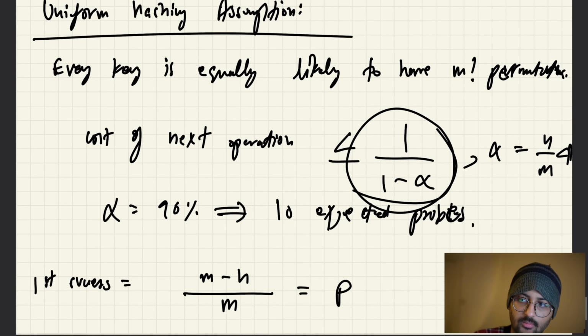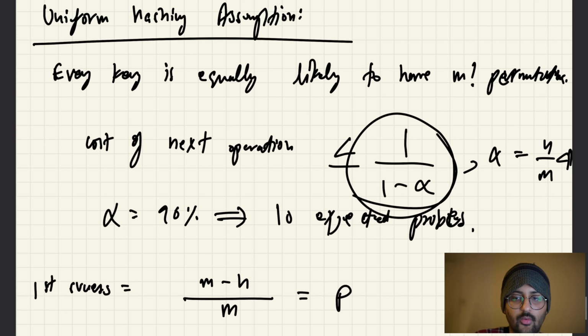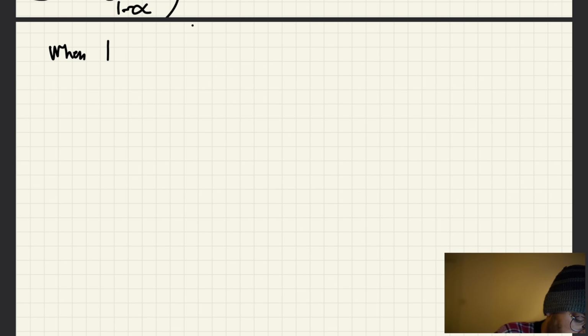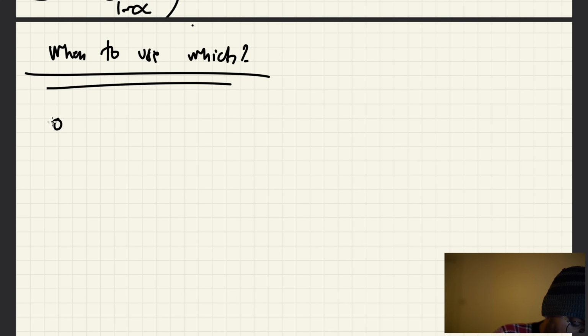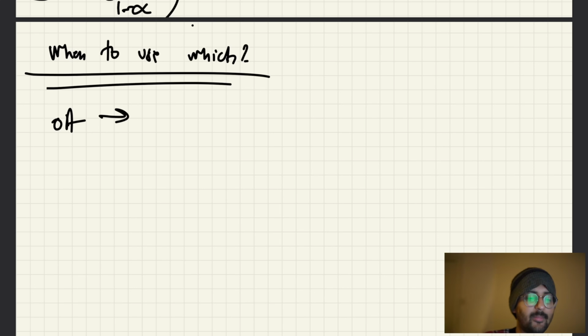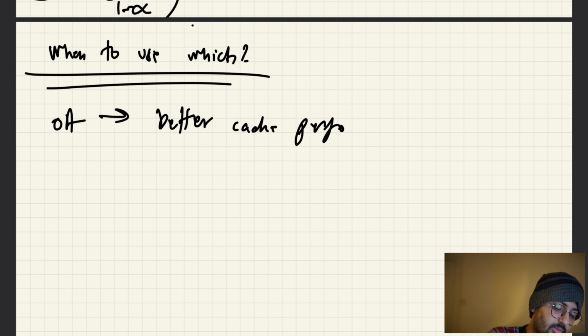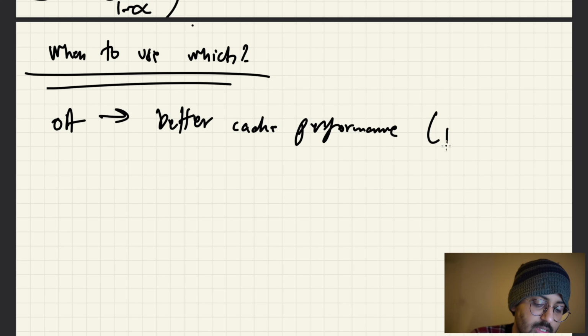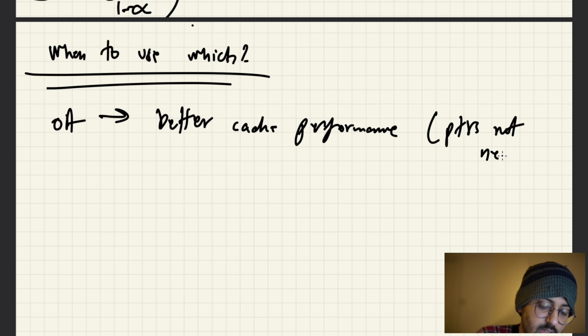So very simple stuff, not much complicated. Just try to think what we're doing over here, everything I've written on the board. But now, the real question is open addressing versus the chaining that we did previously. So when to use which? Open addressing has better cache performance. If someone asks you in an interview, better cache performance, like better memory usage, because pointers are not needed.